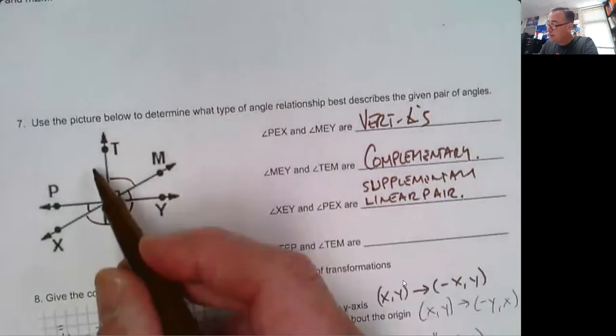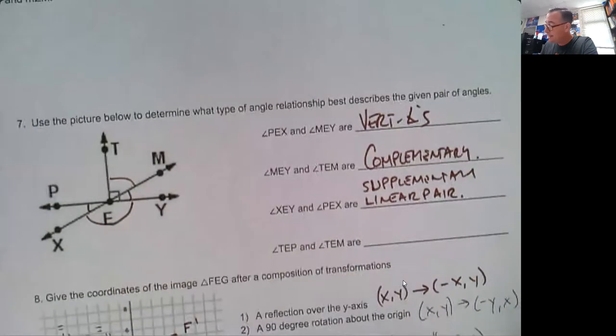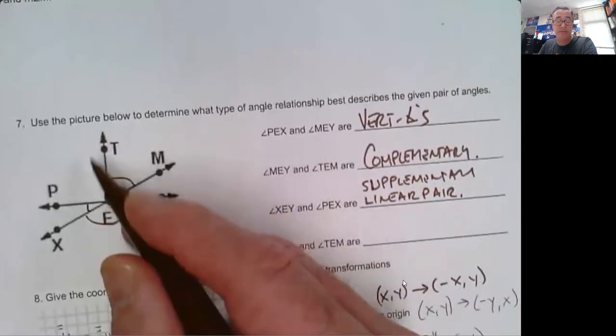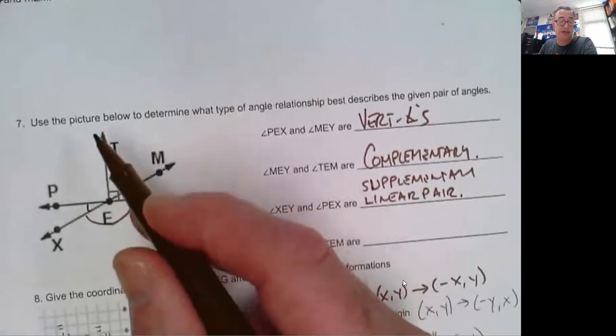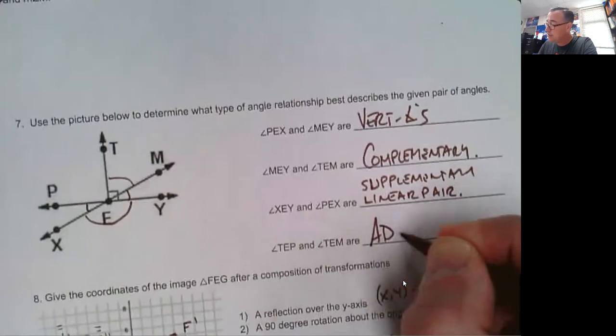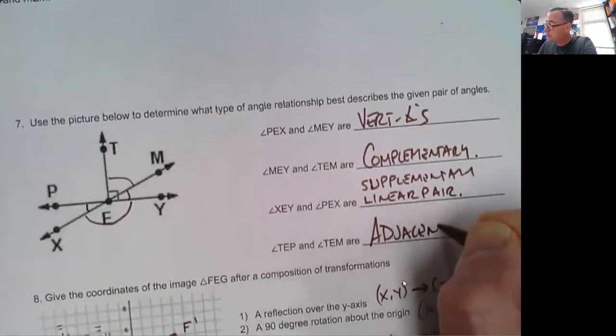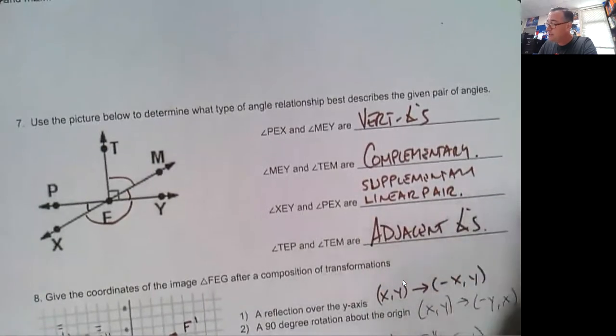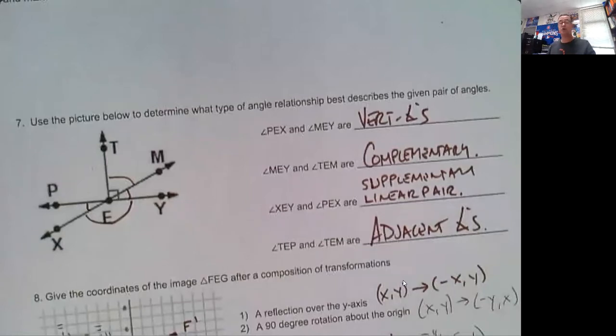And then you have TEP, which is this one here, and TEM. Now, those don't add up to anything particular, but they share this side in the middle. So they're right next to each other. So those are called adjacent angles because they are right next to each other.